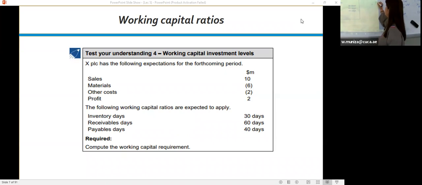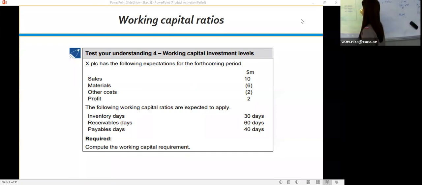Inventory days are 30, divided by 365, multiplied by cost of sales. How much is it? Material cost we are going to take, so it is 6 million. So how much is the inventory balance? 0.493 million. Because it is a median figure, that is why we are not going to round it. So 0.493 million is the inventory balance.